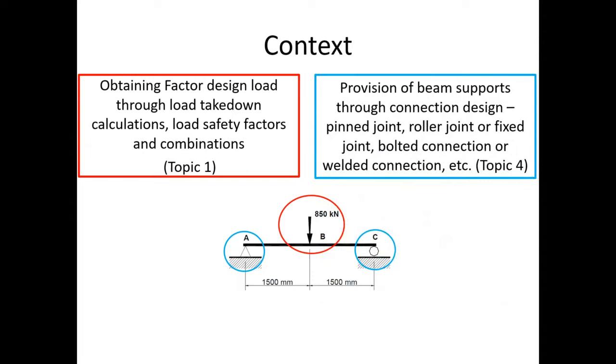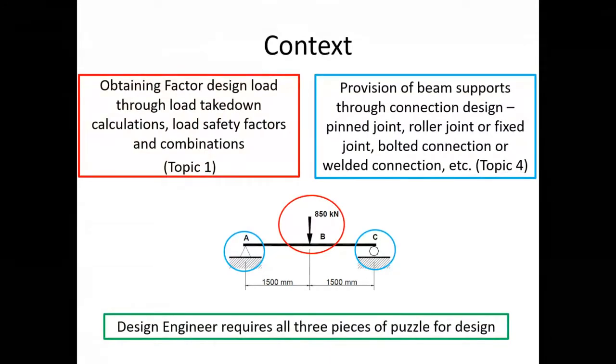So the provision of the beam supports through connection design is either a pin joint, a roller joint, or a fixed joint. Pins are free to rotate, rollers are free to both rotate and translate in one direction, and fixed means it cannot rotate or translate in any direction. Then we can make that connection either by a bolted connection or a welded connection, which is what we're going to concentrate on in this topic.